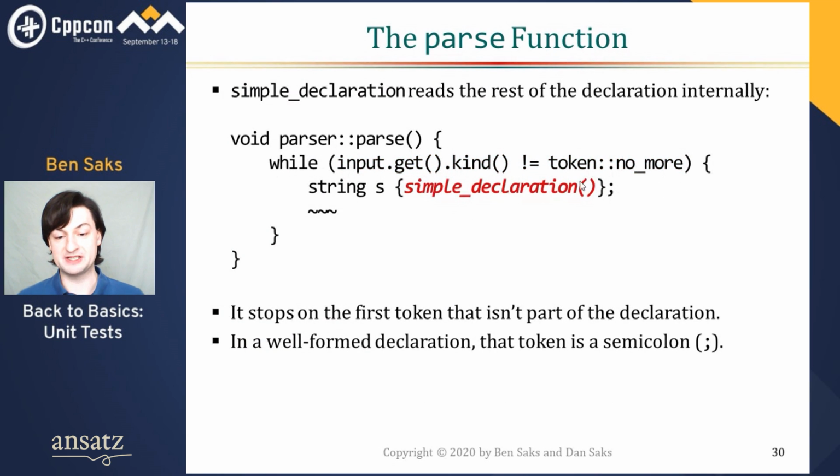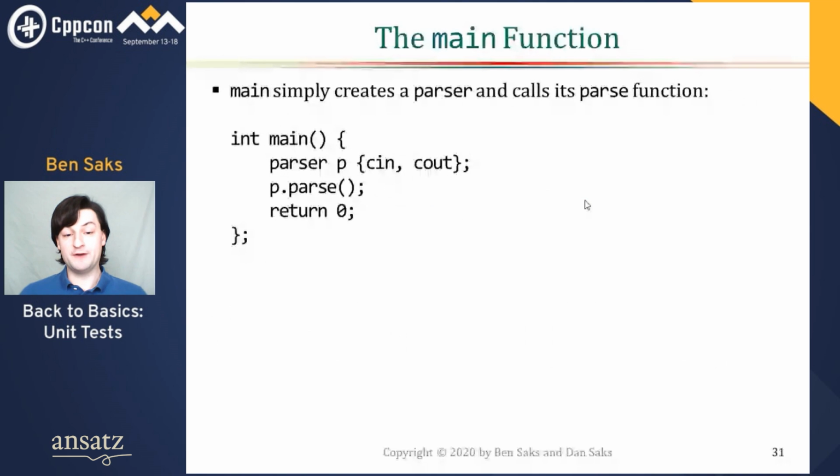Most of that is done inside this simple declaration helper function. It's a private function on the parser. And it will read until it finds a token that can't be part of a declaration. And if we're talking about a well-formed declaration in C++, that's going to be a semicolon that marks the end of the statement. This program is dealing with just declarations, not definitions, so it doesn't include support for initializers, int x equals 3. It just allows int x semicolon at this point. So the main function, all it needs to do is create a parser and then call the parse function.